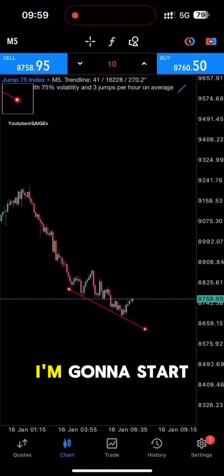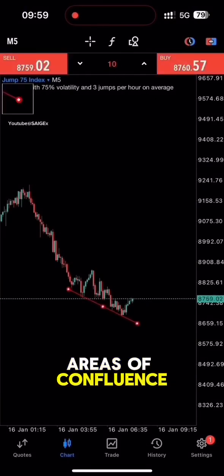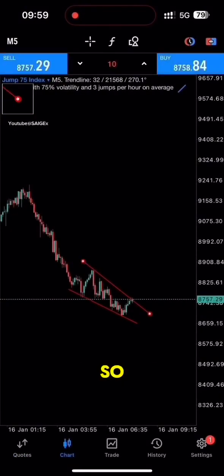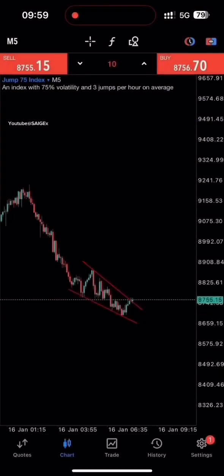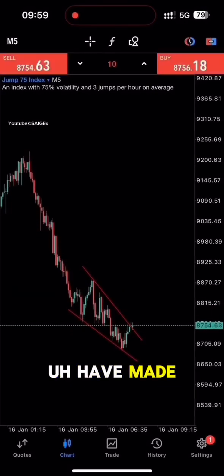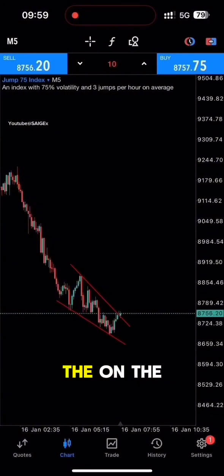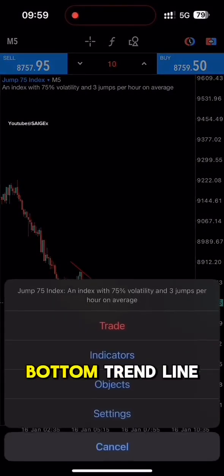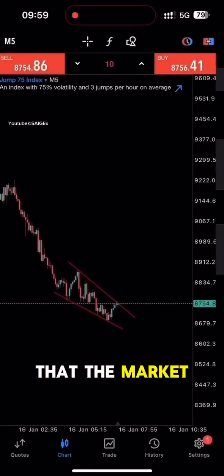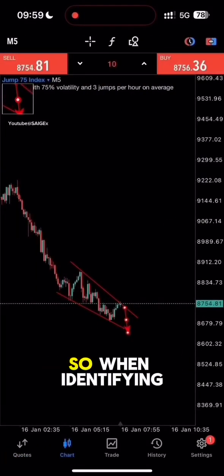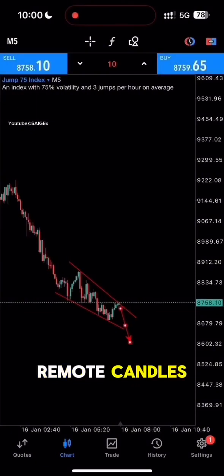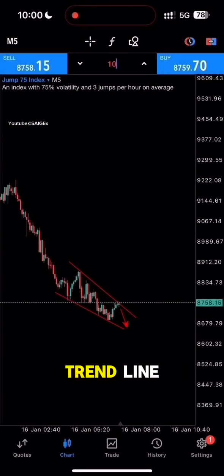So without wasting time, I'm going to start by identifying my areas of confluence. That way I will know where the market is currently playing at. Putting my bottom trend line and my top trend line, it is clear that the candles have made two touches on the top trend line and three or more on the bottom trend line. This is good because we know that the market will definitely respect our trend line. So when identifying your regions, kindly use two or more candles, making sure that they touch each trend line.